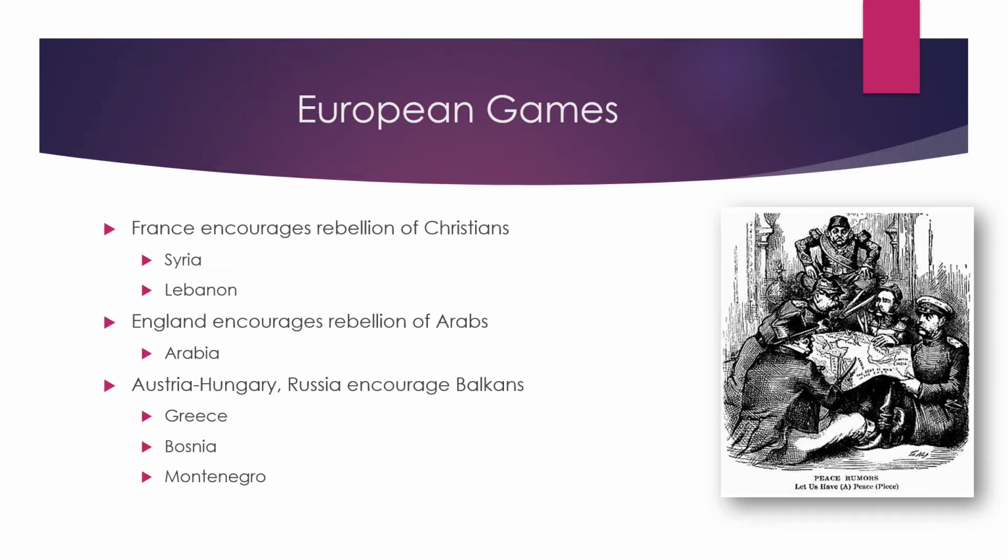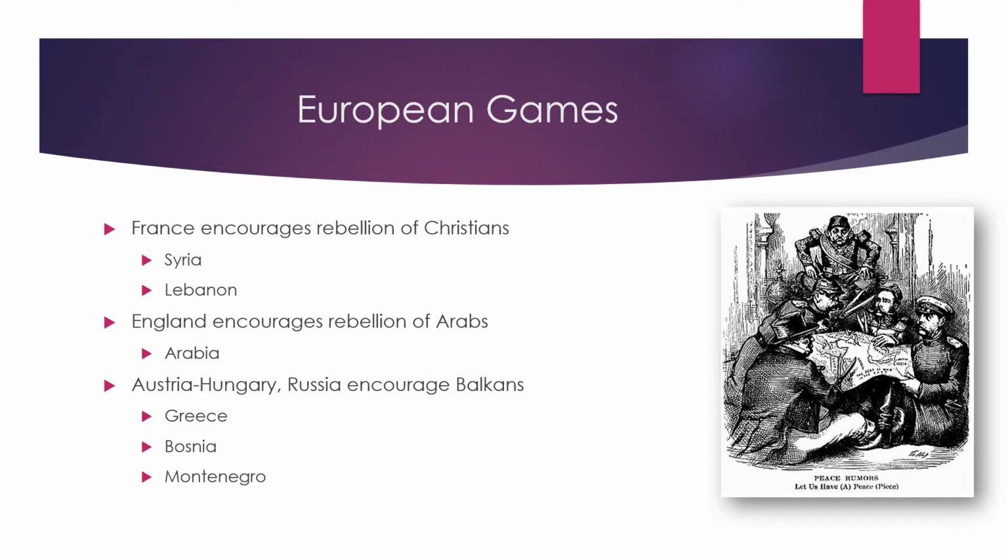France encourages rebellions of Christians, for example, in Syria and Lebanon. And then when the Ottomans step in to put that rebellion down, the French step in and invade and protect these Syrian and Lebanese Christians from the Ottomans, often counting them as French citizens and making them immune to Ottoman laws. England encourages rebellion of the Arabs in the Arabian Peninsula, continues to do so even though a rebellion just got put down. And now you know why the House of Saud is still pretty powerful now.